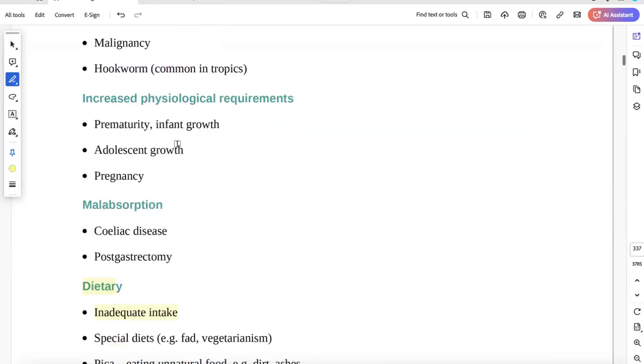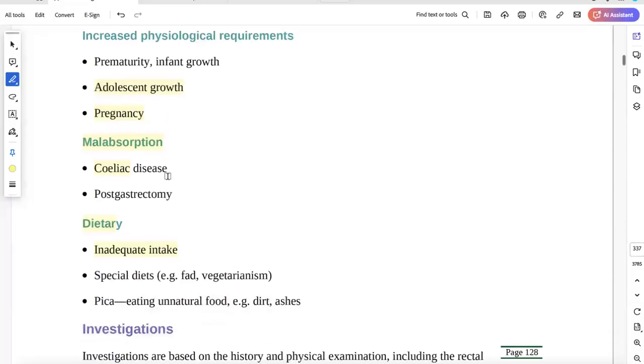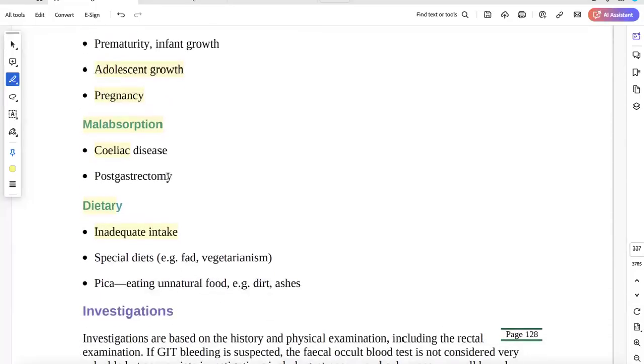Physiological requirement, like pregnancy and then adolescence, they usually have increased requirement of iron. Malabsorption: the patient is having enough iron in the diet, but they are not absorbing it, like they have celiac disease. Even though they are having enough iron in their diet, their gut is not absorbing the iron, and that's malabsorption. So when we get a microcytic anemia and we check the iron, and the iron is also showing low, the next step would be to check for these causes.